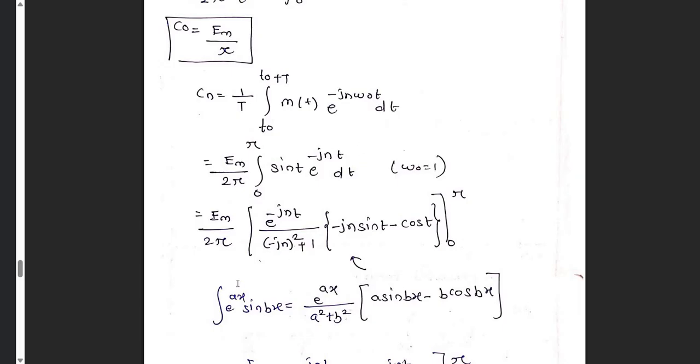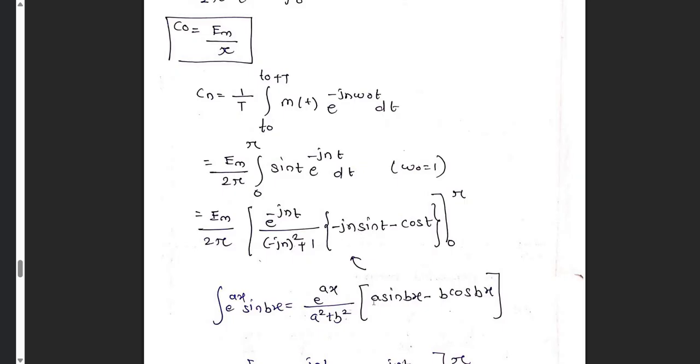Now here it is e raised to ax, it is e raised to minus jnt. A is minus jn. So this e raised to ax term, e raised to minus jnt, divided by a square plus b square. A is minus jn, b is 1. So minus jn square plus 1. So this outside term is written as it is according to this formula.